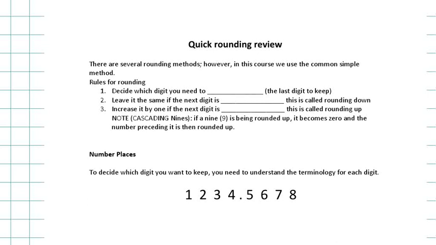So you're going to decide which digit you need to round, which means the last digit that you want to keep. Leave it the same if the next digit is less than 5. Okay? That's less.